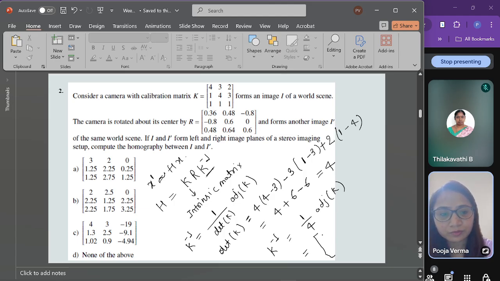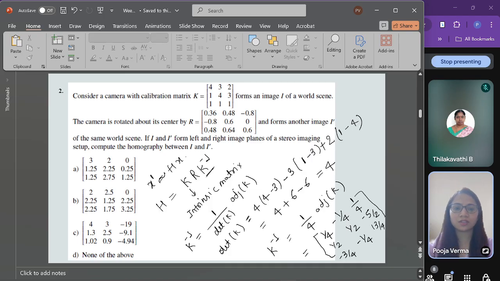Okay, so here you will get 1 by 4. I'm just multiplying directly inside. Here also minus 1 by 4, and here 1 by 4 you will get. In the second row, 1 by 2, 1 by 2, and here you will get minus 5 by 2. In the third row you will get minus 3 by 4, minus 1 by 4, and here you will get 13 by 4. Okay, so these are the K inverse values you will get.